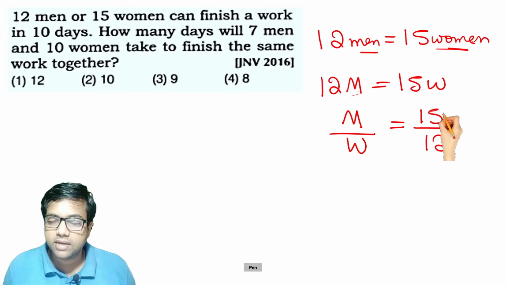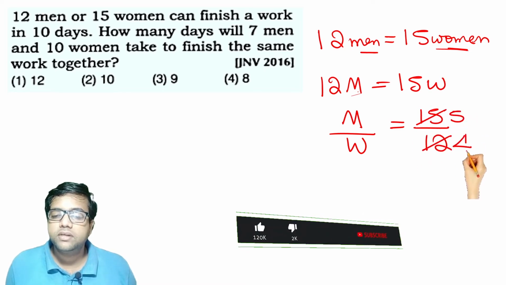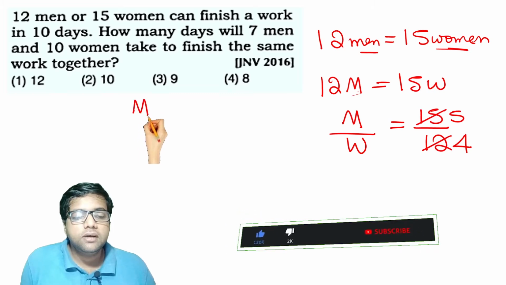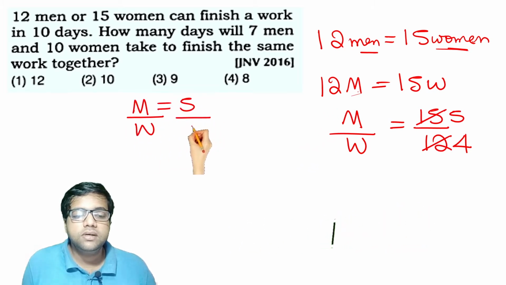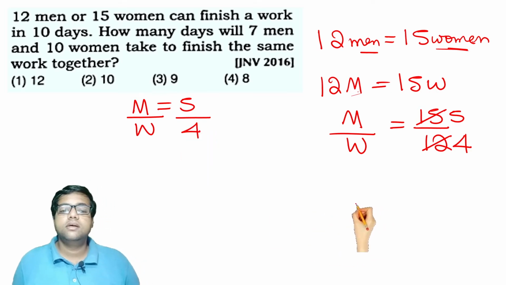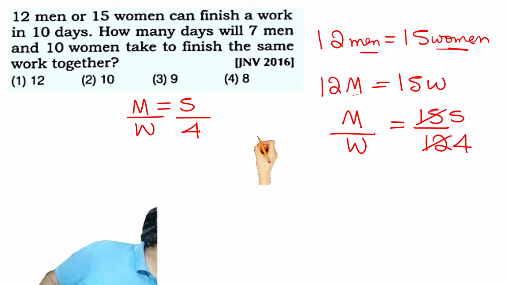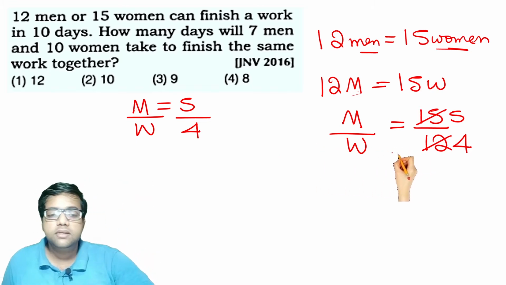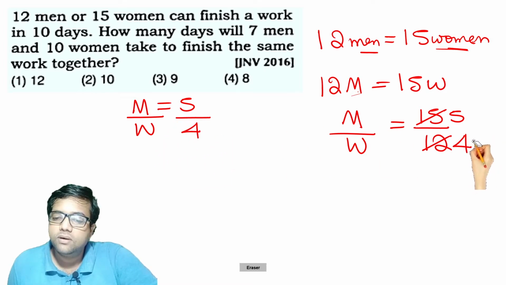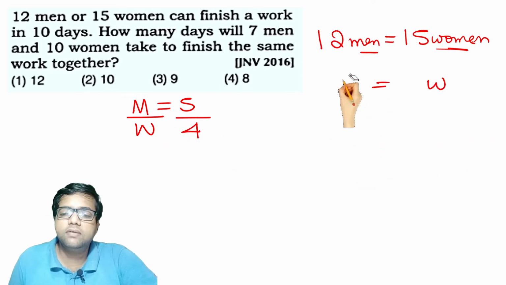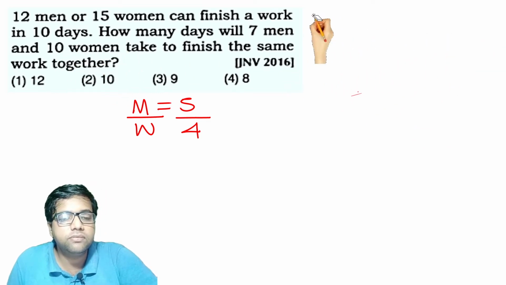Can I cancel these two? Yes, I can. 3 5s are 15, 3 4s are 12. Therefore, the capacity of 5 men is equal to the capacity of 4 women. Okay, so I will take away all these things. This is the given information.